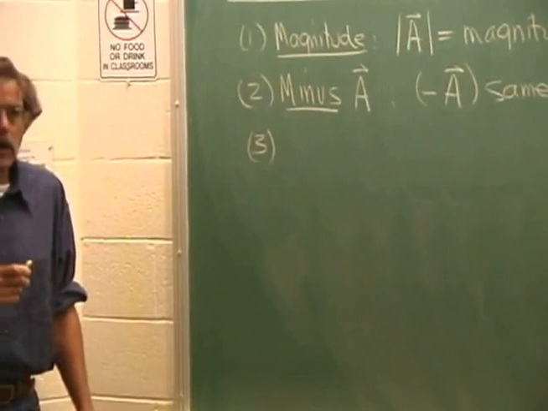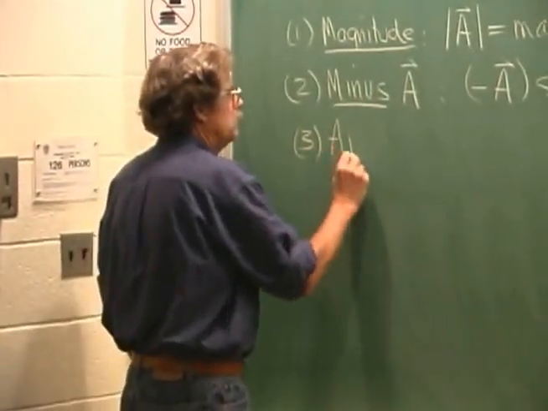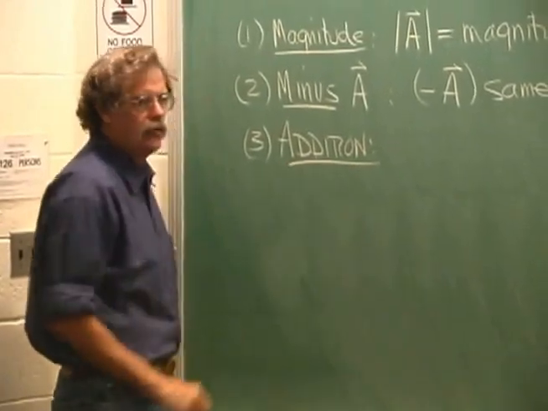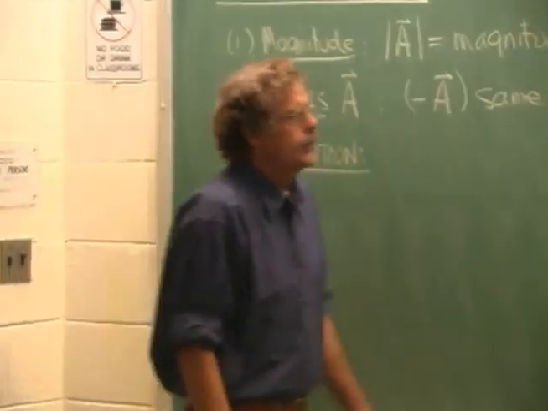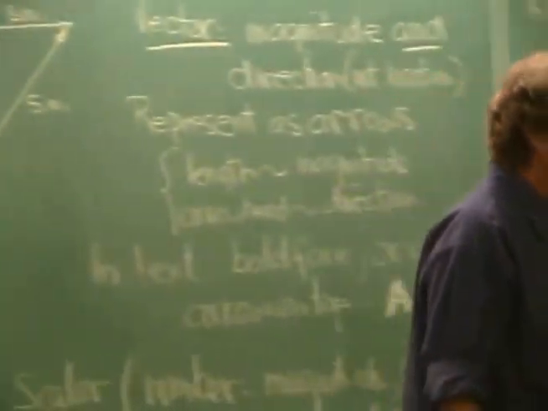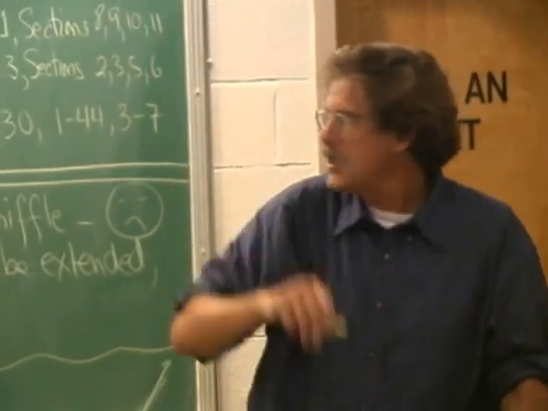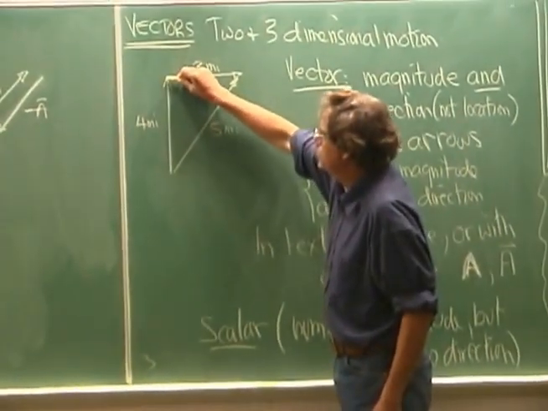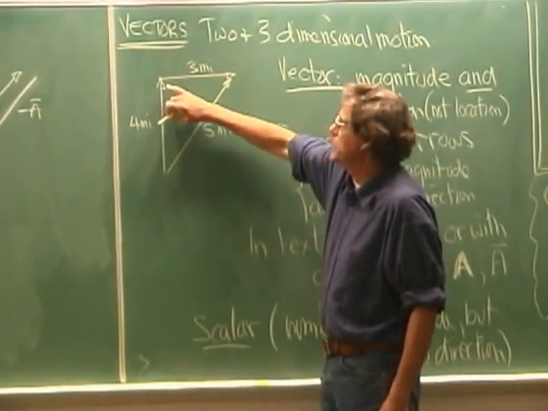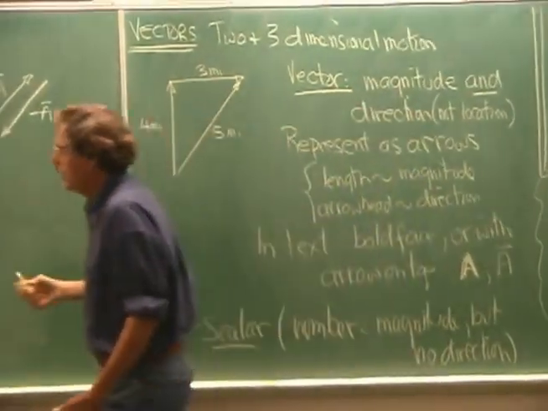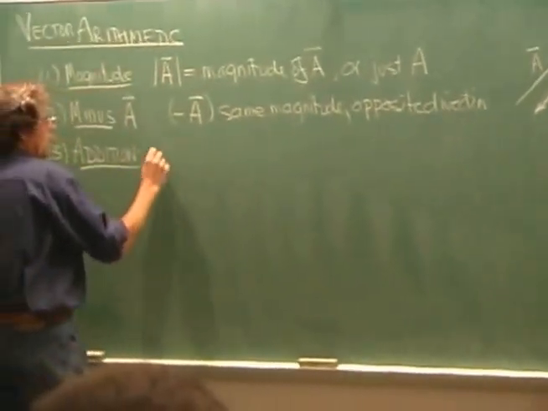Third item, addition. How do you add two vectors? Answer, you do it the same way that you would do it for displacements. This is built on displacements. How do you figure out the total displacement? Well, we draw the arrow representing the first one, and then the arrow representing the second one, put the tail of the second one at the head of the first one, and complete the triangle. That's the way I think of it.